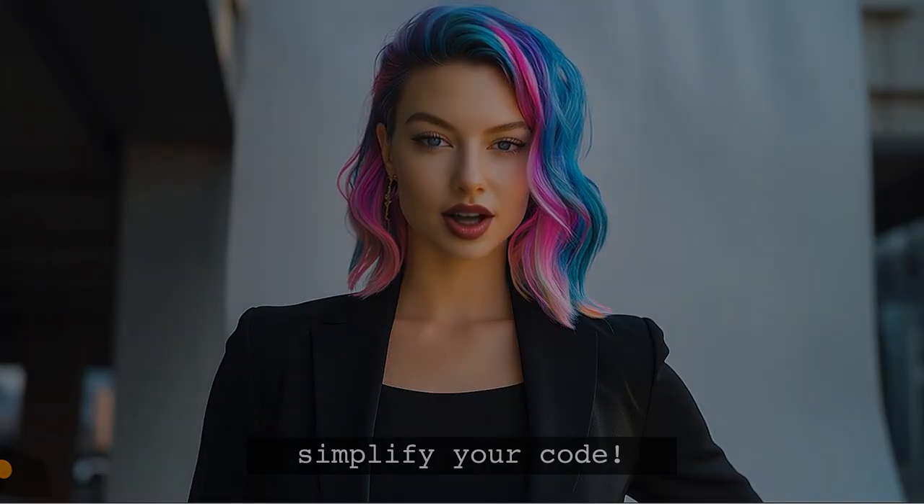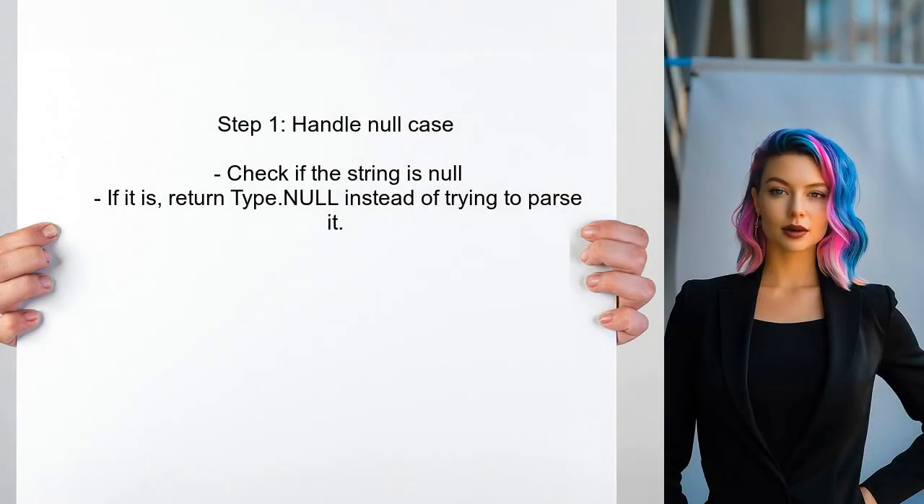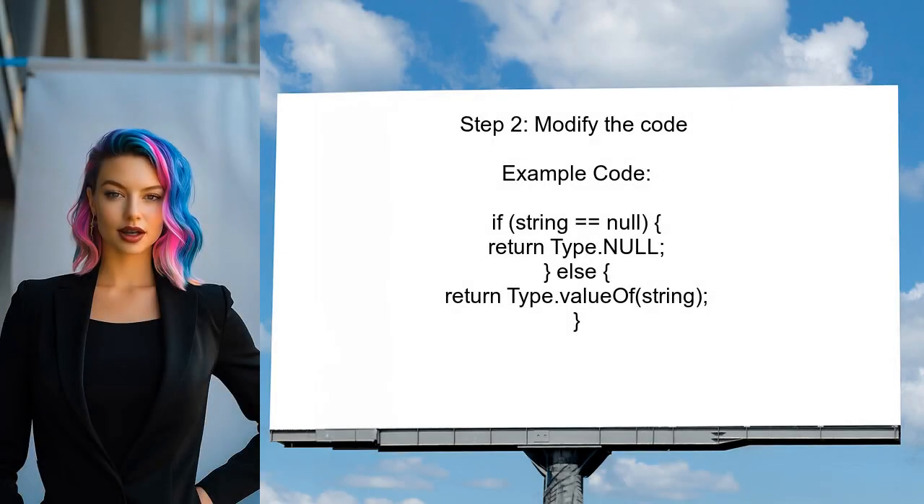To address the user's issue, we first need to handle the case where the string read from the XML file is null. Instead of trying to convert null directly to an enum value, we can implement a check. Next, the user should modify the code to include this check. They can use a simple if statement to determine if the string is null before attempting to convert it to an enum.